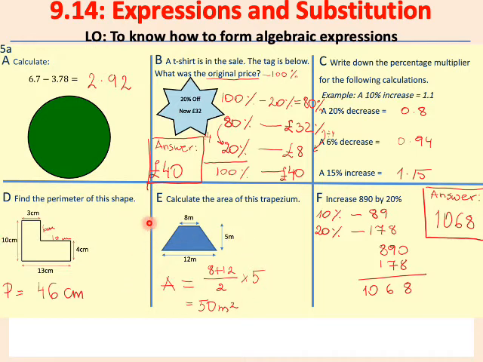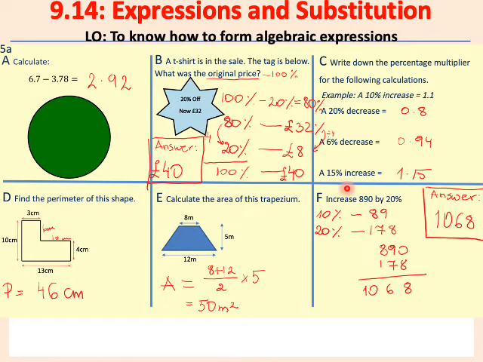To calculate the area of a trapezium, well, we know the equation for that is the top length, which is 8 meters, added to the 12 meters. Then divide that by 2. So 8 plus 12, so it's 20, divided by 2 gives us 10. Then we times that by the height. So we get 50 meters squared.